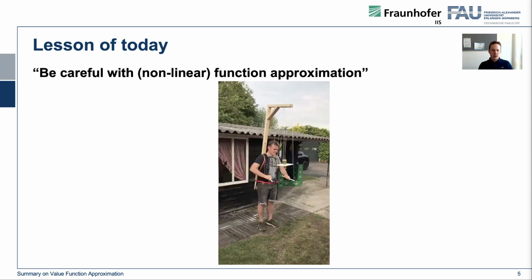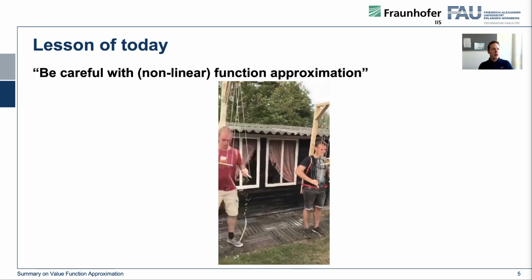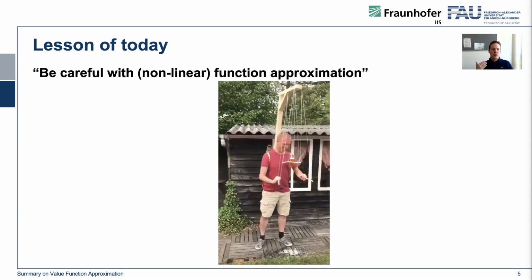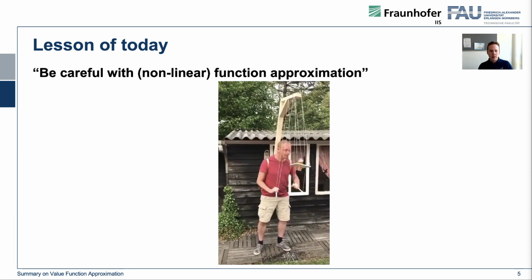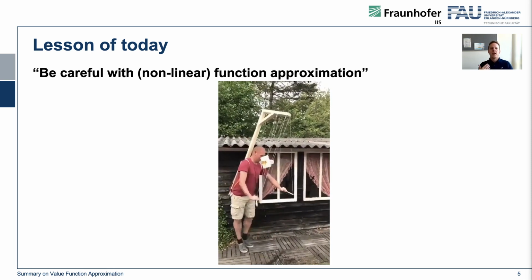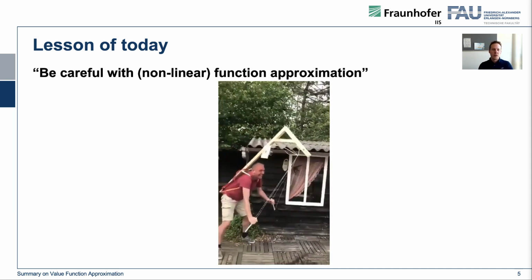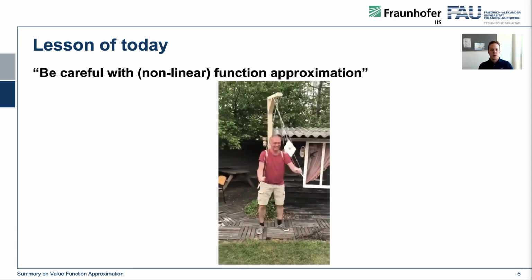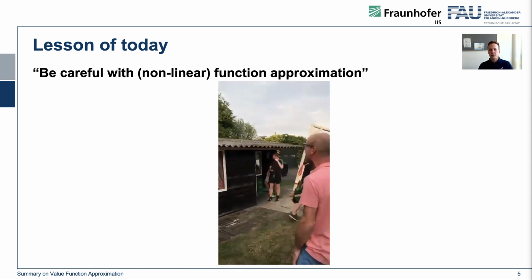What is the lesson of today? What's the lesson of this video? What I want to show you is that nonlinear function approximation can be really problematic in practice. You have the problem of divergence because you bootstrap your values, and if you keep on updating through your network while also predicting the targets, this can lead to divergence, and this is a serious issue in reinforcement learning.